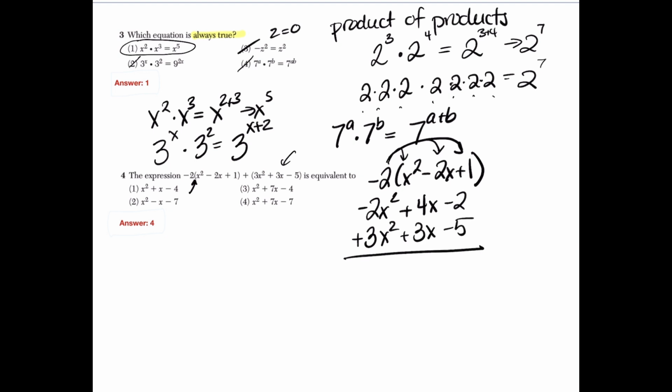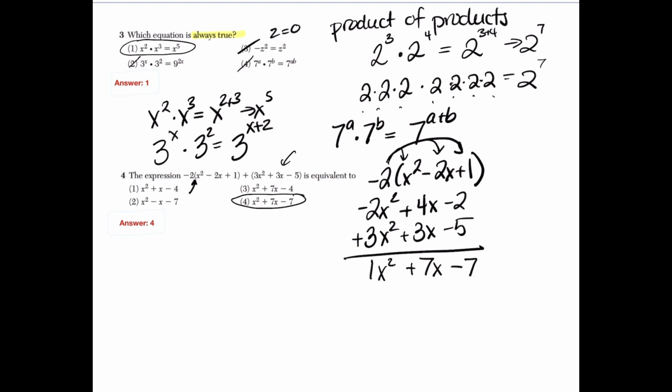And remember, I can combine the like terms, so the negative 2x squared and the 3x squared, those are like terms. So when I add them together, I end up with 1x squared, or just x squared, plus 7x, and then negative 2 and negative 5 combine to make negative 7, and that equals 4.